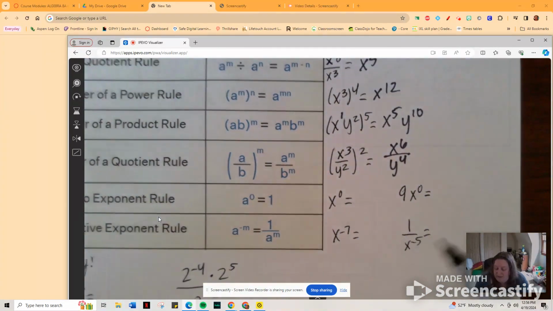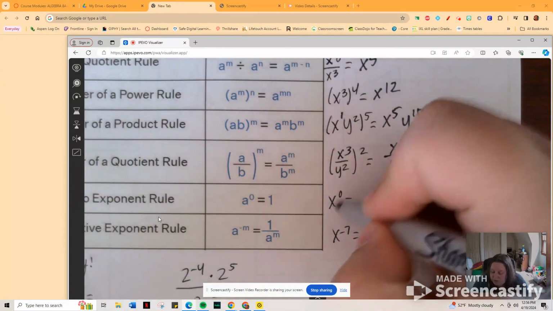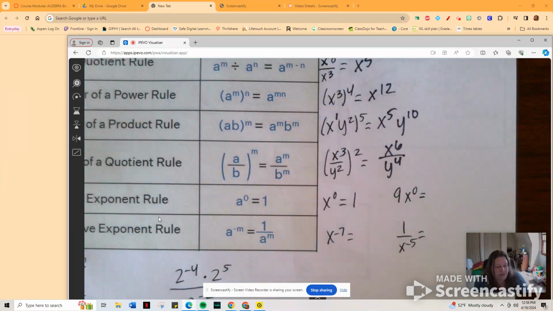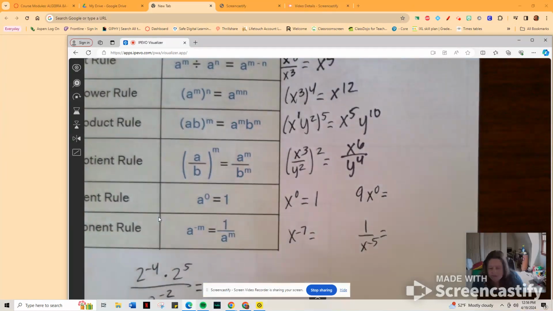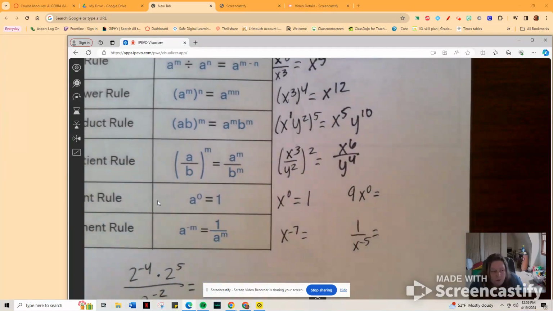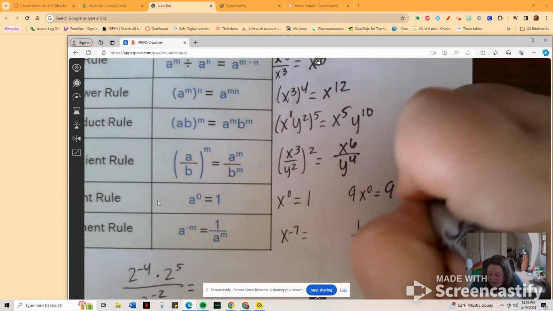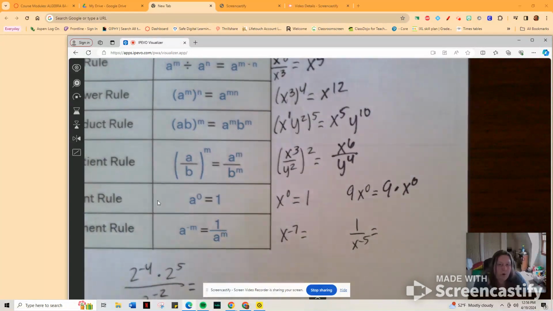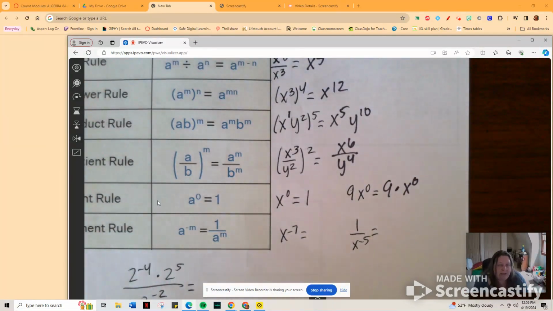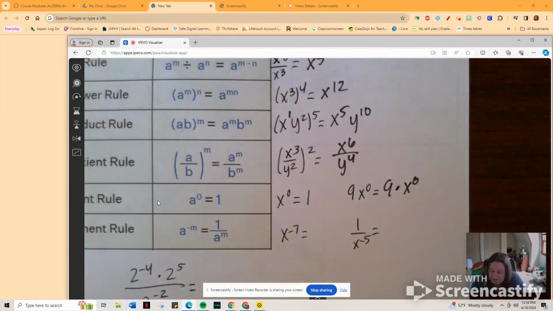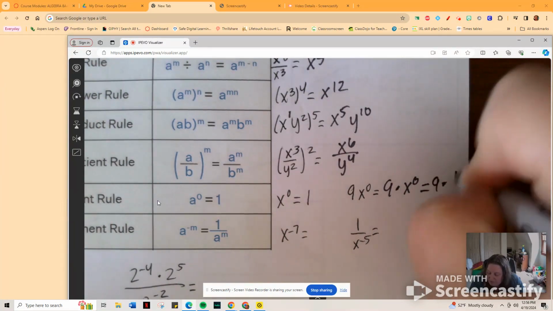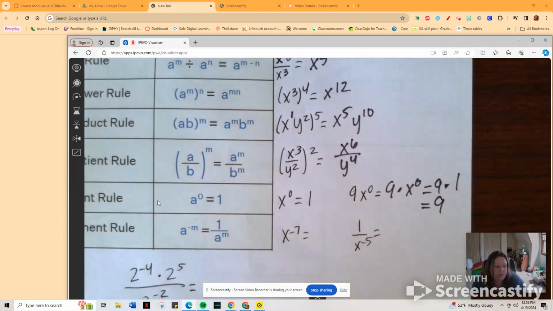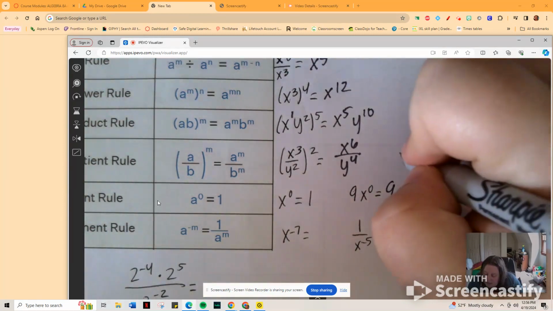My 0 rule tells me that anything to the power of 0 equals 1, so x to the power of 0 would just be 1. Now you have to be careful with how things are written. For example, 9x to the power of 0. What this is really saying is 9 times x to the power of 0. That exponent of 0 is only attached to the base of x. 9 is a coefficient. So this is really saying 9 times 1, because x to the power of 0 is 1. So this would be 9.